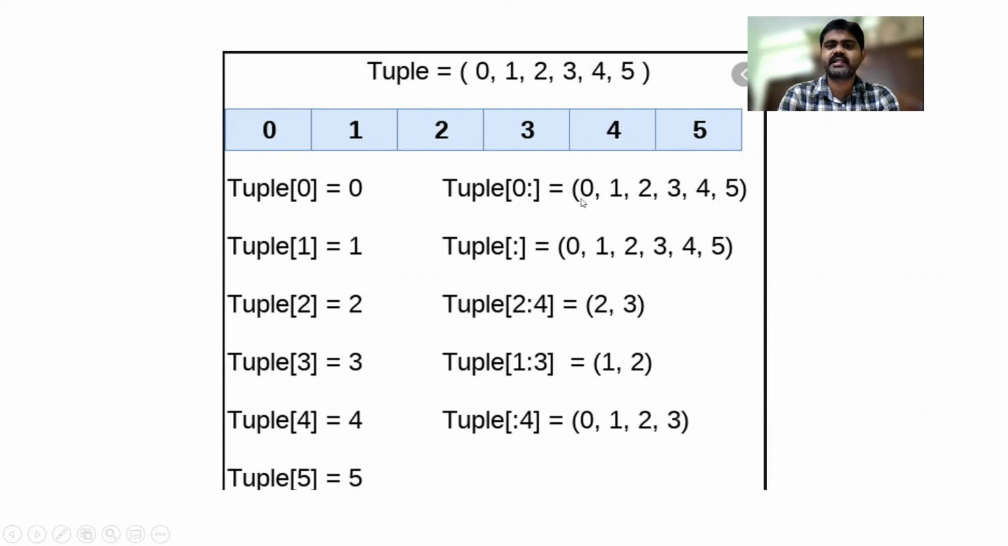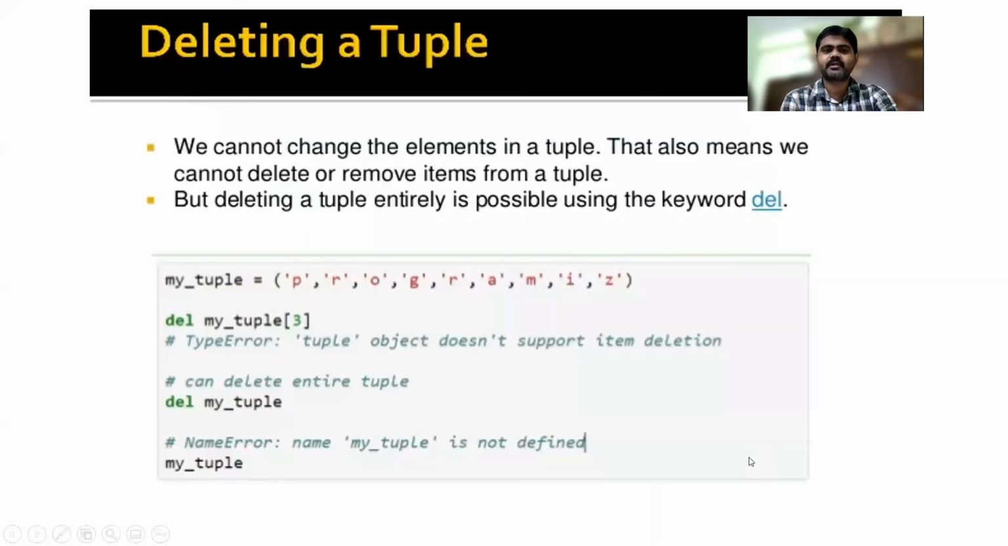So 0 colon will get every element. Colon alone will also get every element. 2 to 4: my start is 2 and my stop is 4, so it includes up to 2, 3. That's it. Second index we have 2 and third index we have 3. So 1 to 3: 1, 2. First index we have 1 and second index we have 2. Then colon 4: I have not mentioned start, so by default it takes 0. So 0 to 4, 4 is excluded, we should include up to 3. So 0, 1, 2, 3. Okay, so this is all about slicing.